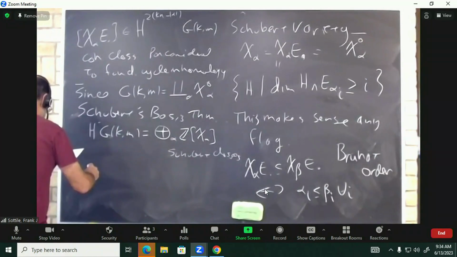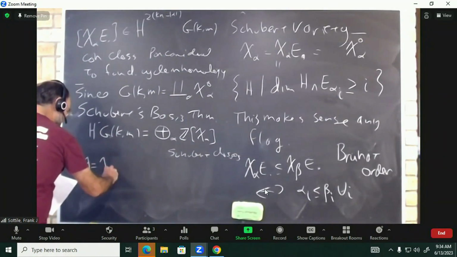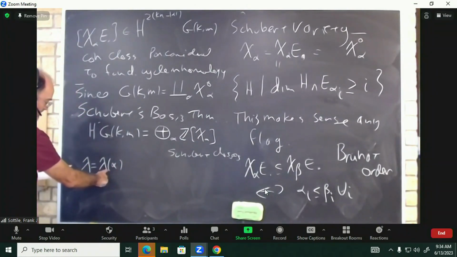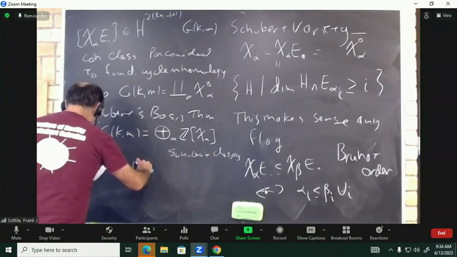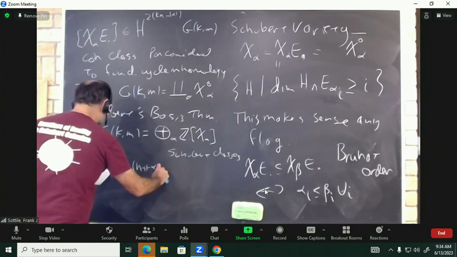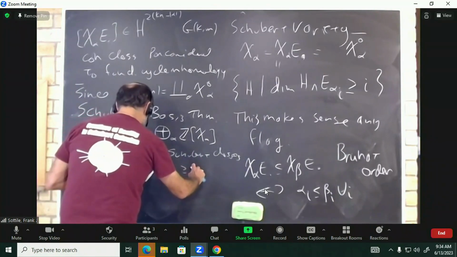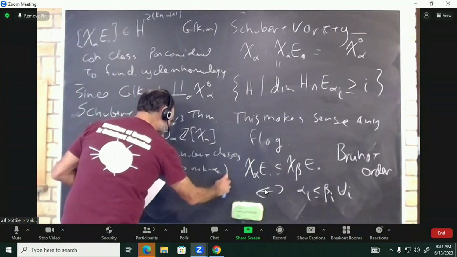Okay, so I'm going to define a partition lambda, which depends upon alpha. And this is a transformation from sequences to partitions and back again. And what is this? This is the sequence n plus 1 minus alpha 1, up to n plus k minus alpha k.